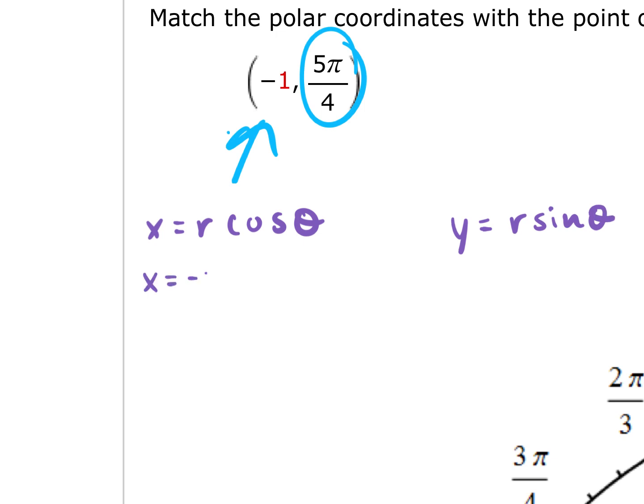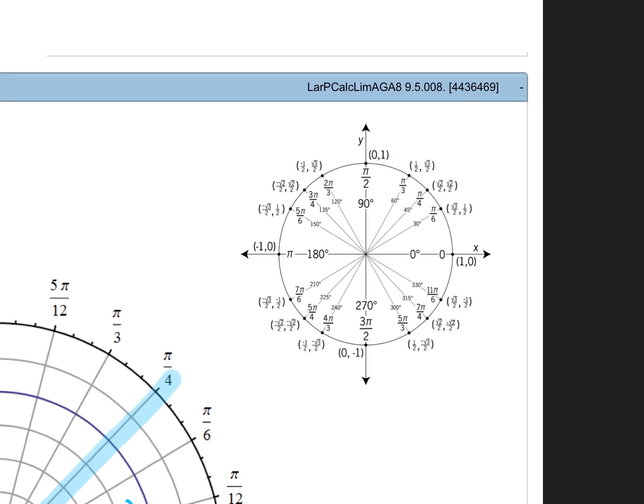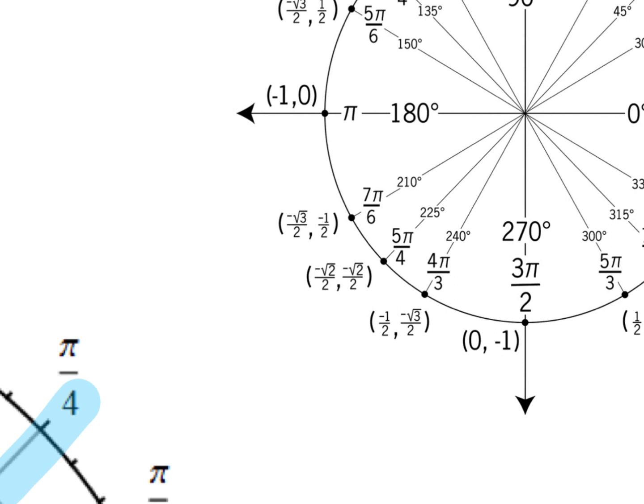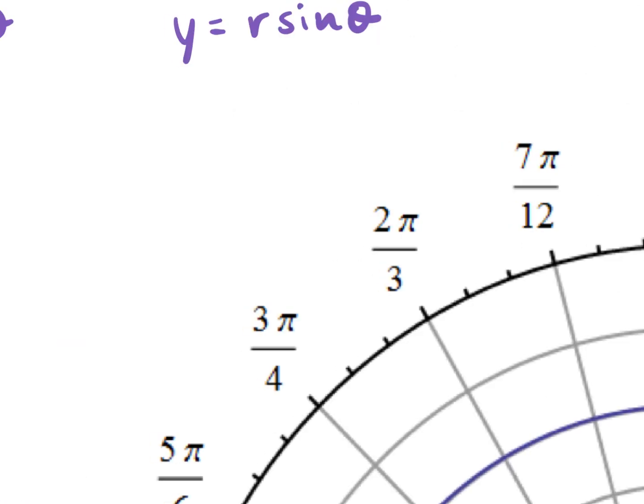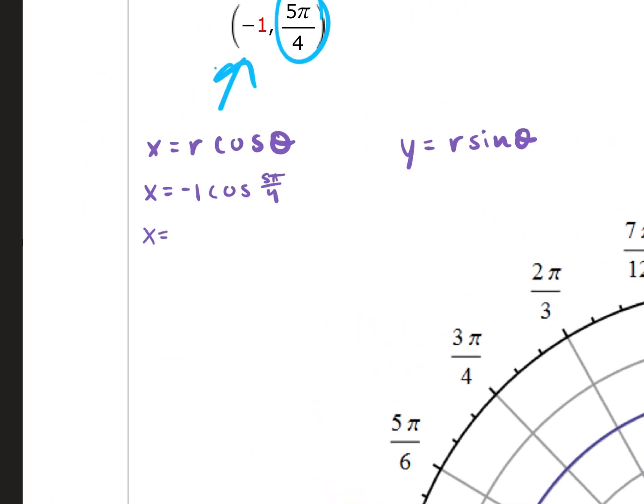So x is equal to negative 1 times cosine of 5 pi over 4. So I'm going to use my unit circle to figure out what cosine of 5 pi over 4 is. Cosine tells us we look at which number, x or y? X. So it'd be negative square root 2 over 2. So negative 1 times negative square root 2 over 2, which would be positive square root 2 over 2. Any questions on how we found that?